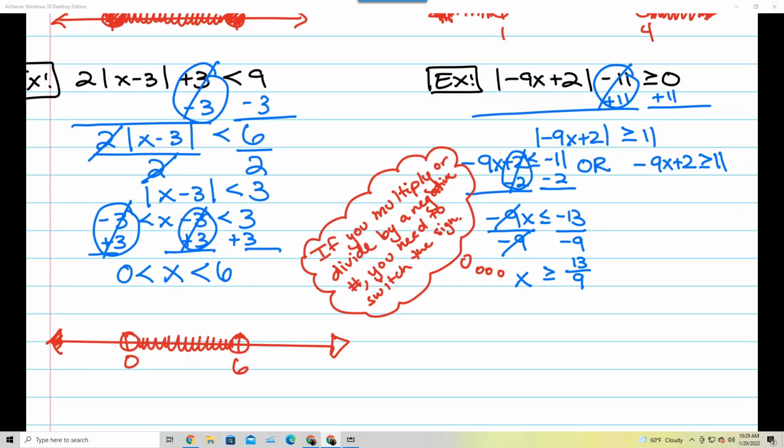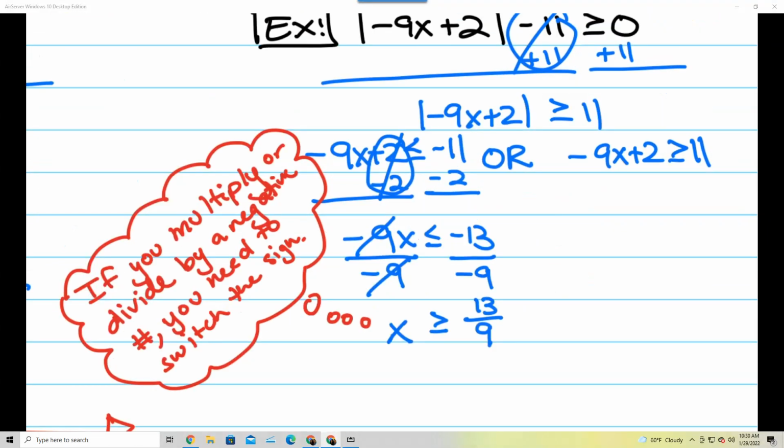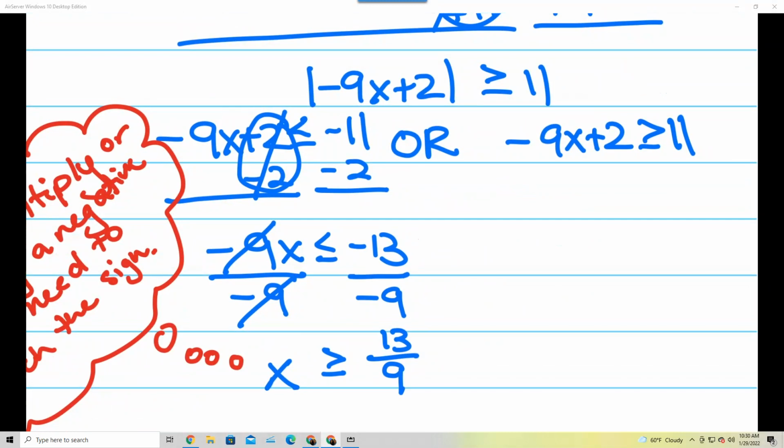So because we divided by a negative 9, we ended up dividing by a negative number, I need to switch that sign, okay? We're going to go back, and I'm going to try to test you guys a little bit just so we can see where those scenarios occur. So let's go ahead and continue with the next one for now. Just keep that in the back of your mind.